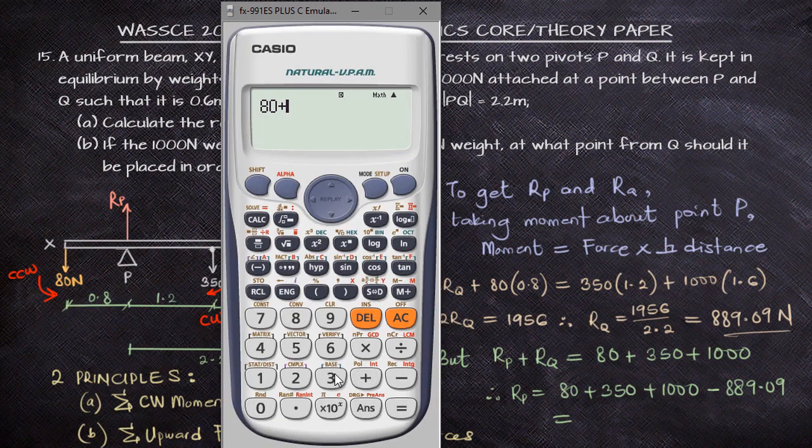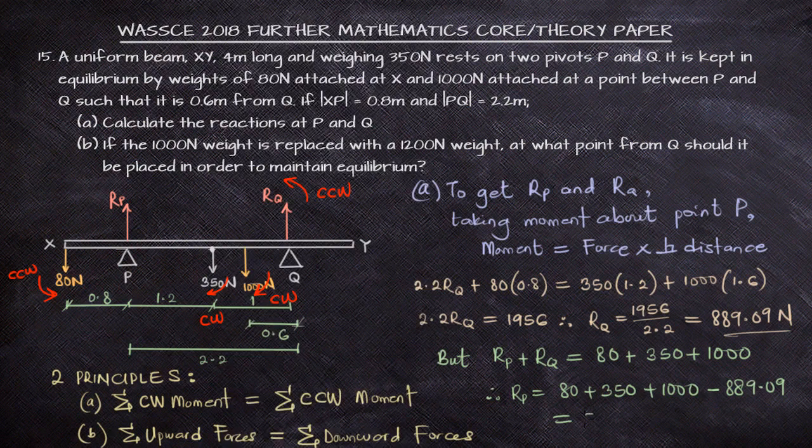Okay, 80 plus 350 plus 1000 minus 889.09, that gives 540.91. So the reaction at P is 540.91 newtons. And with that, we have been able to solve question A.